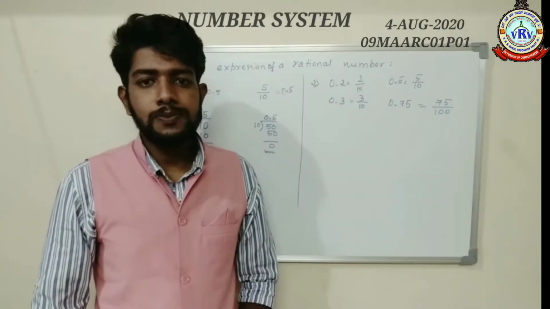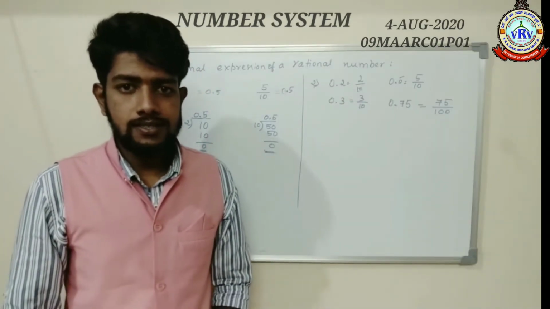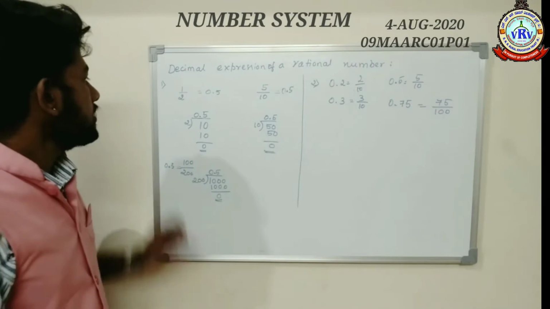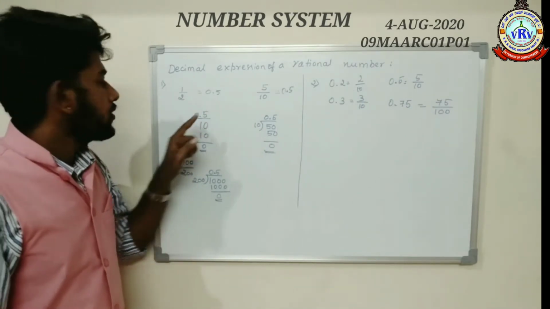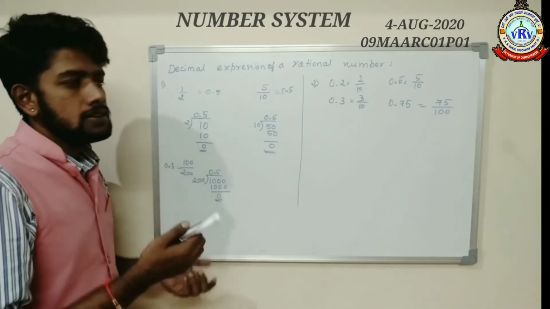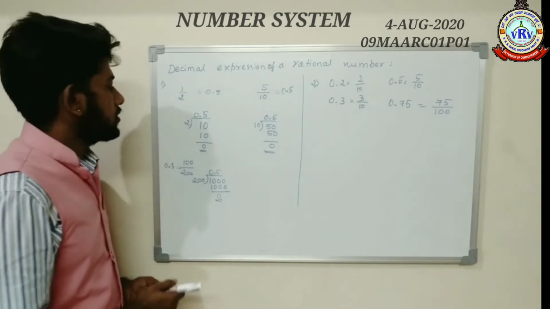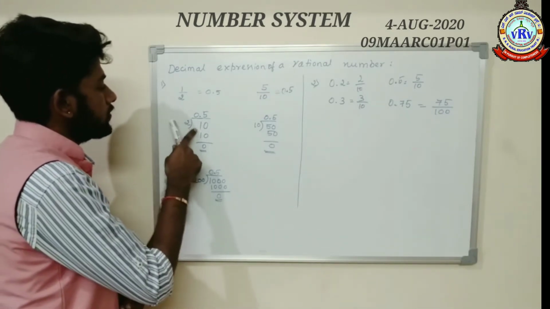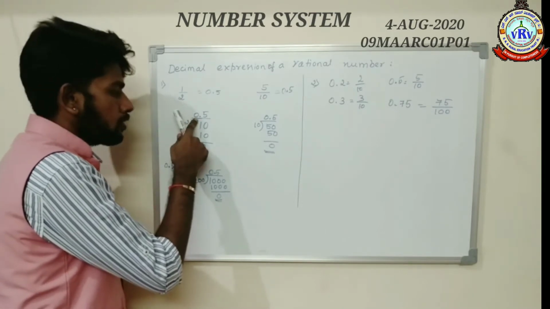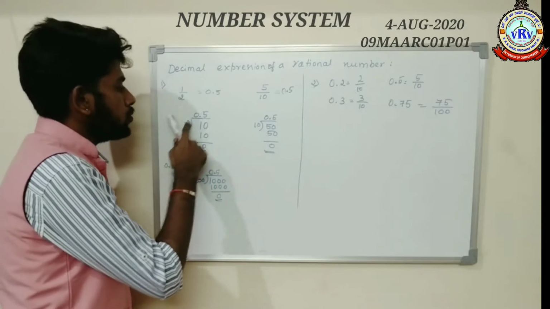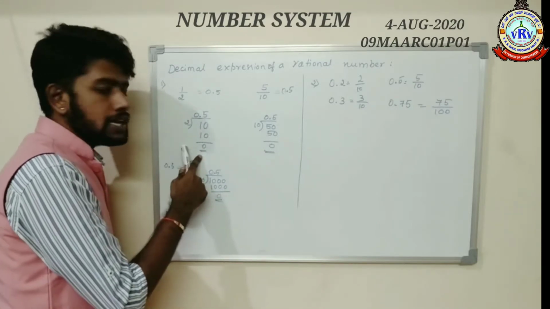The next concept is the decimal expression of a rational number. As we see here, 1 by 2 can be written as 0.5. How? Just a normal division, right? 1 divided by 2: 1 cannot be divided by 2, so you take 0.5, it becomes 10. So 2 fives are 10, then the remainder is 0.